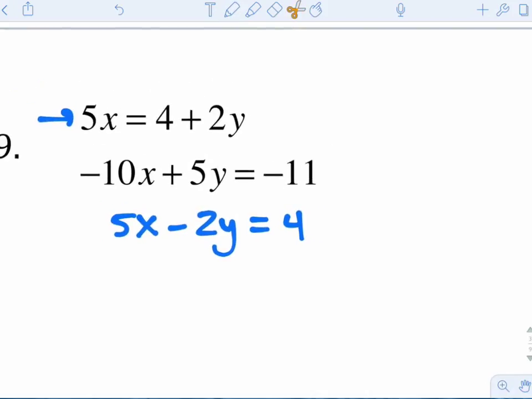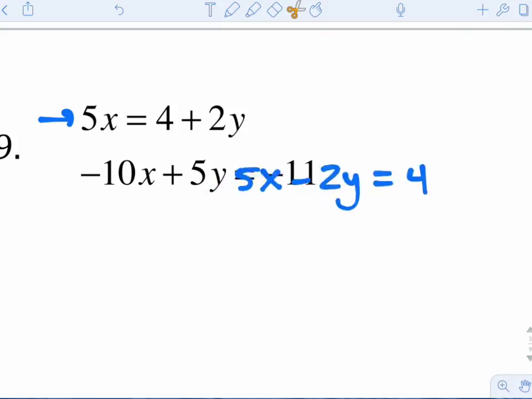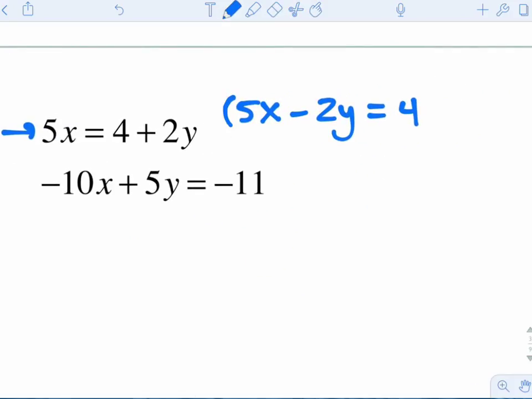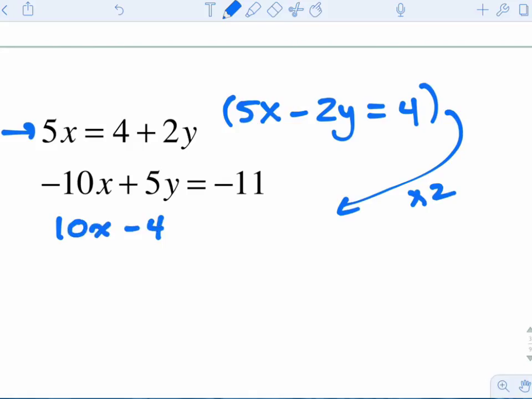Now here's the beauty of the iPad. I can just toss this off to the side and make a note to the reader that I'm taking this entire equation and I am multiplying both sides of it by 2. So we're going to get now 10x minus 4y equals 8. Okay, so here we go.